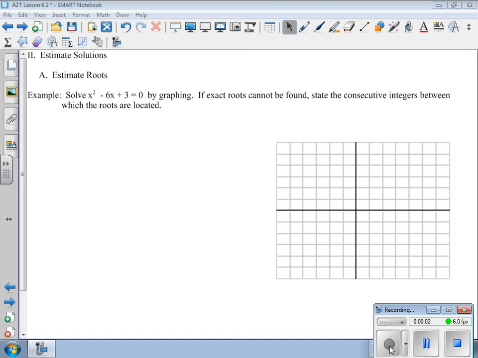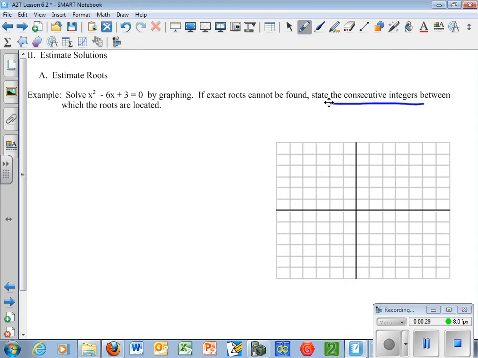Continuing on in lesson 6.2 here, sometimes we don't have the x-intercepts falling at integers, positive or negative integers. Sometimes you have to estimate in between integers. So that's what we're going to look at here in this example. We're still going to do everything pretty much the same as far as find the middle of the parabola, middle of your table, graph the parabola, but then we have to state the consecutive integers between which the roots are located, because they're not going to be at integers on the x-axis.